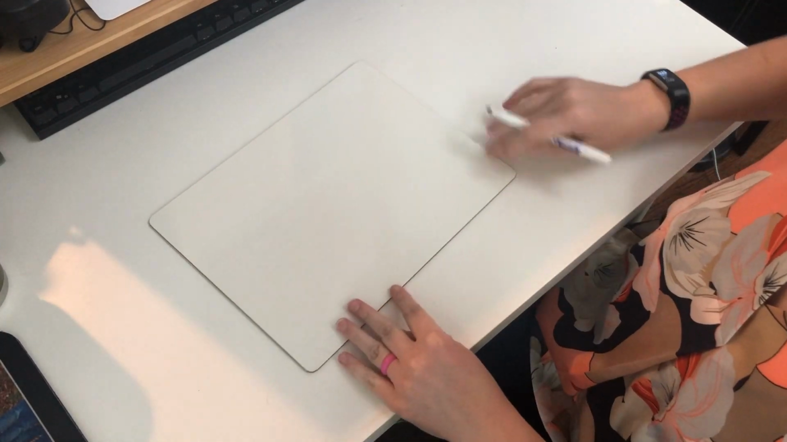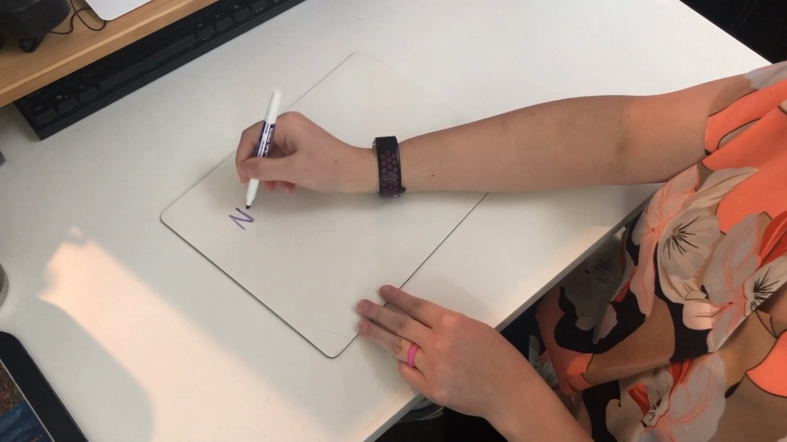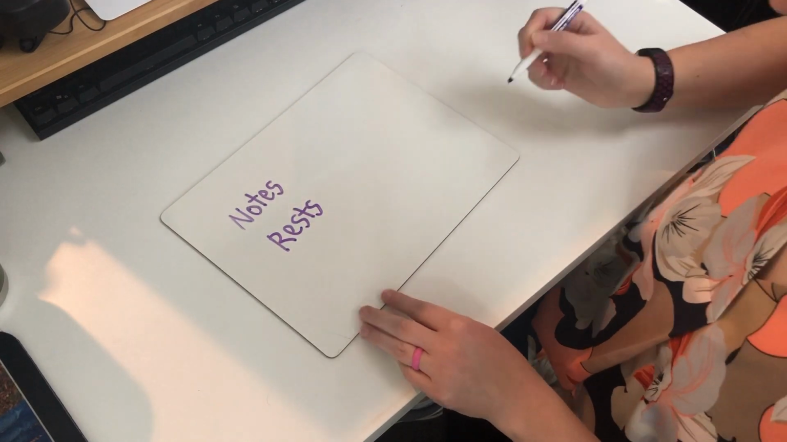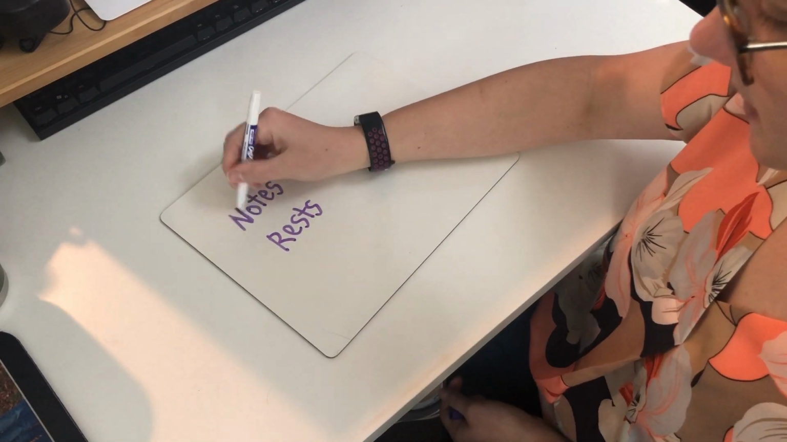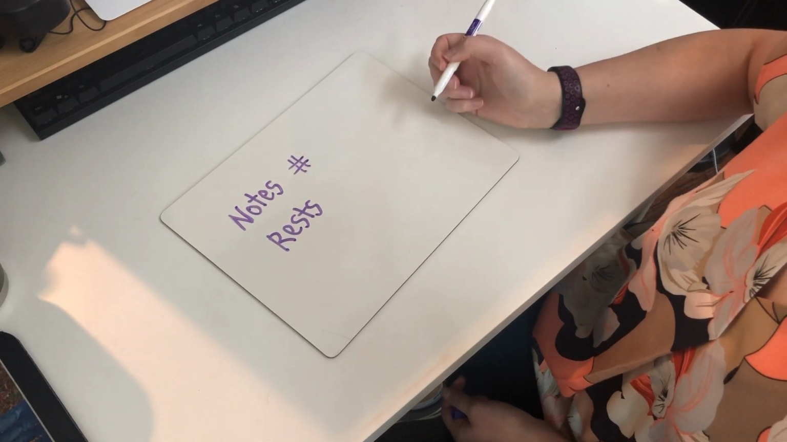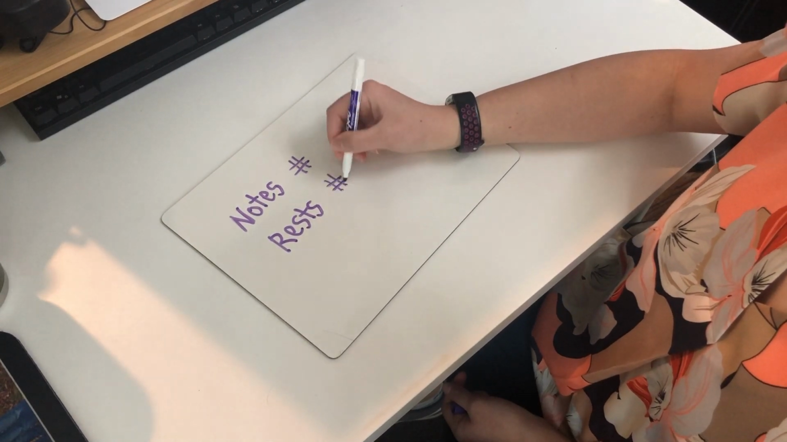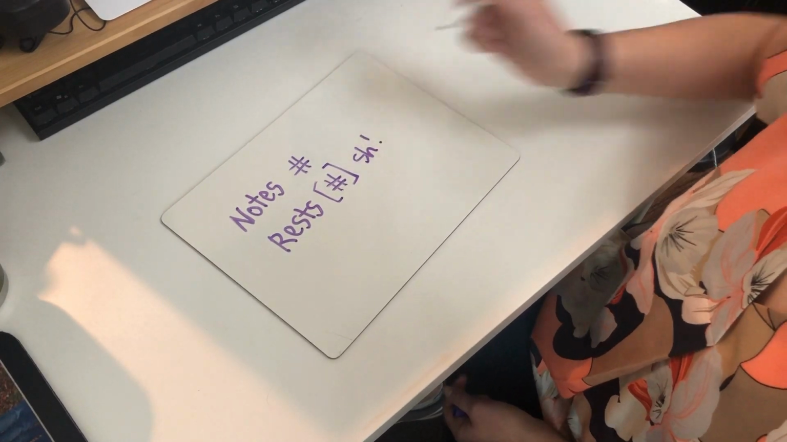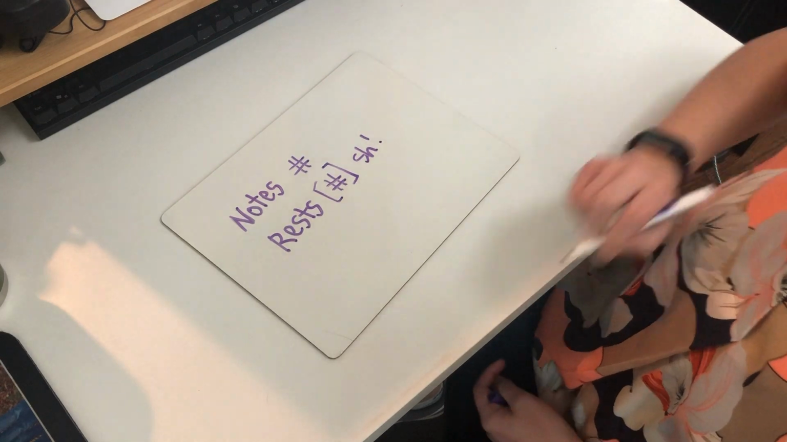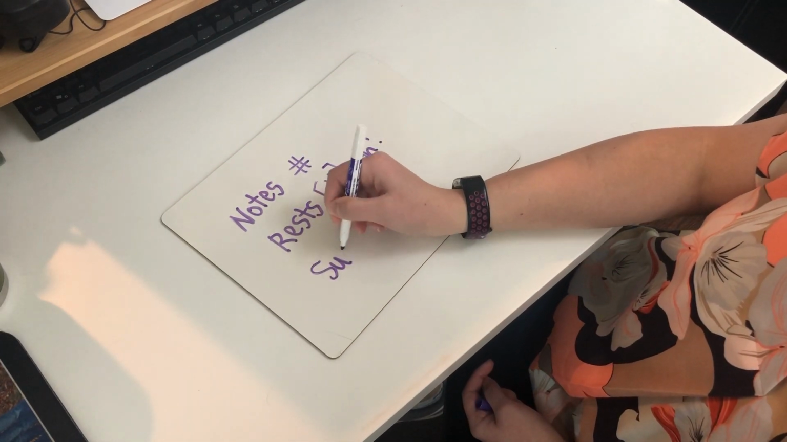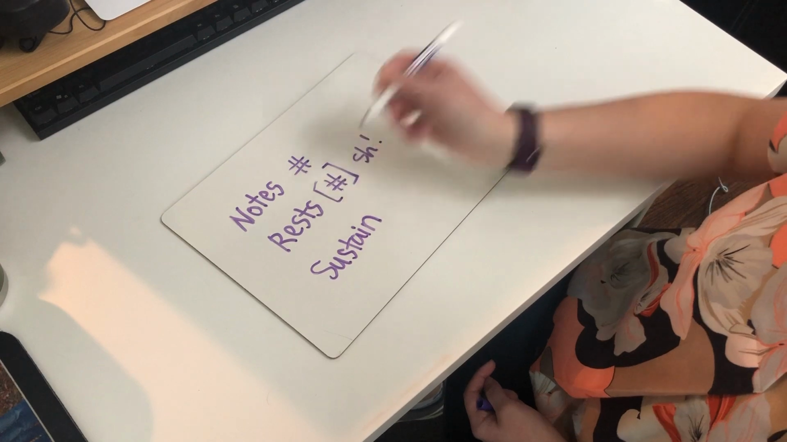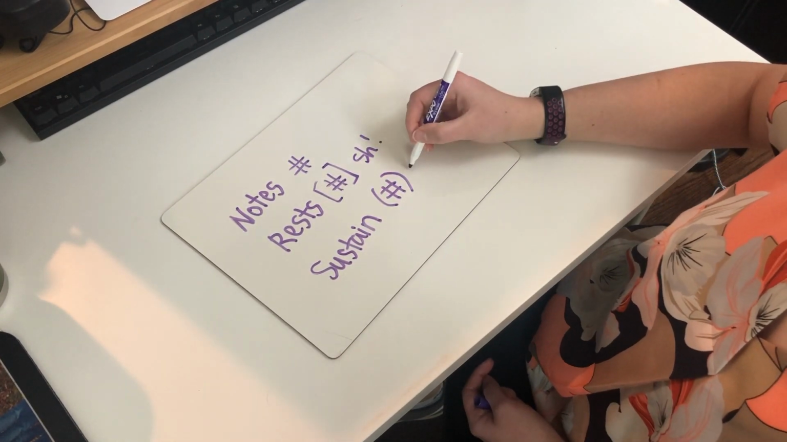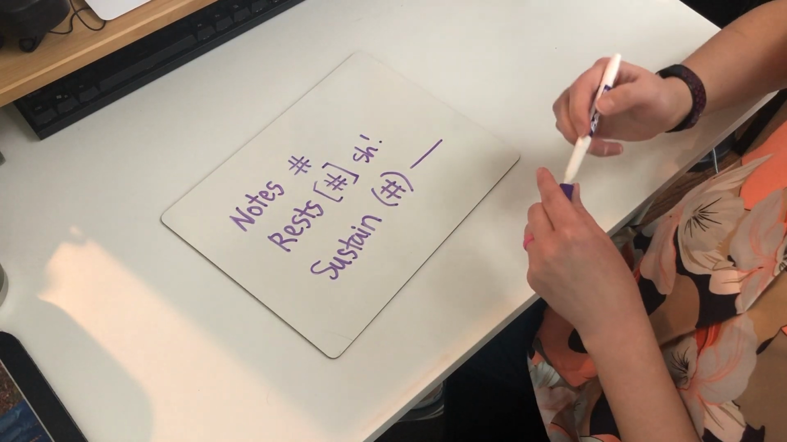So today we learned that there are notes and there are rests. We always notate the notes with a number. We notate rests with a number and a bracket around it, and not saying that number. And we notate sustain with a parentheses around the number, and we hold the sound from the previous number.